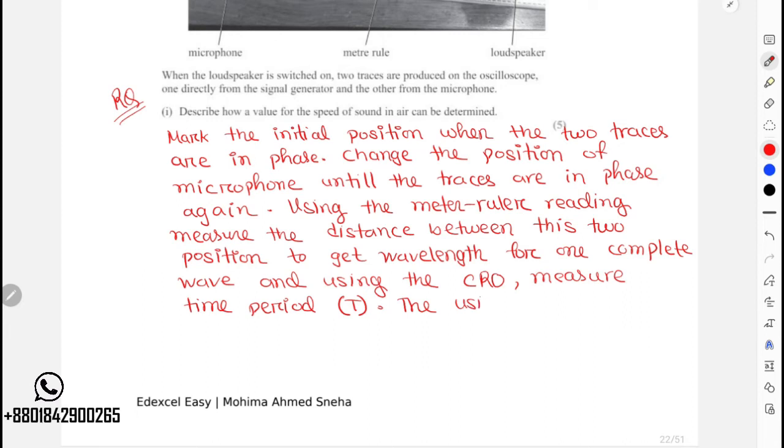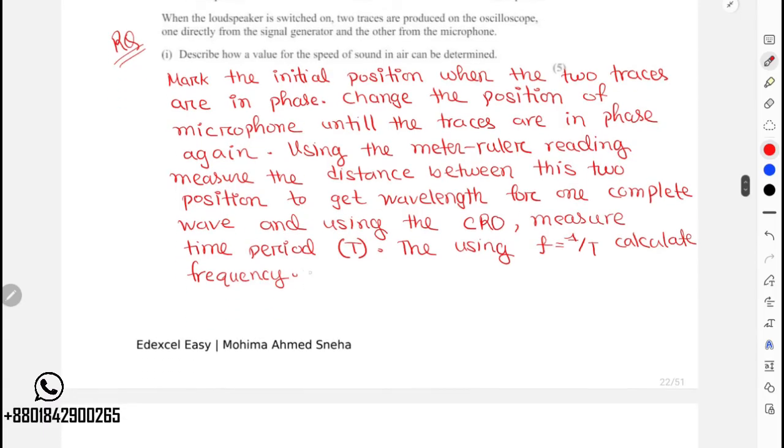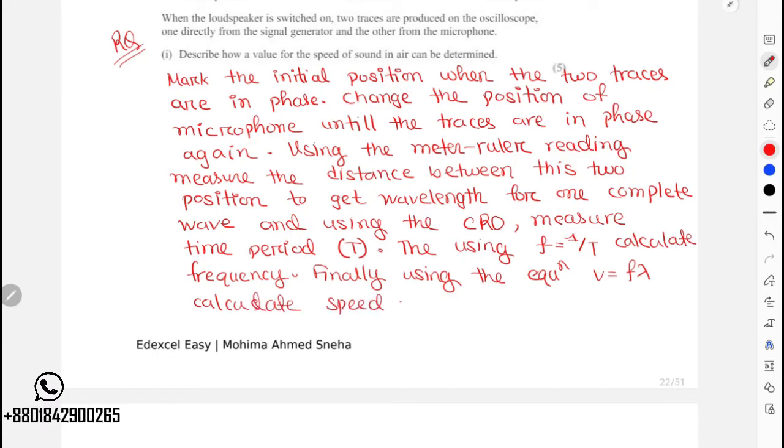Then using f equals 1 over capital T, calculate frequency. Finally, using the equation v equals f lambda, calculate speed of sound in air.